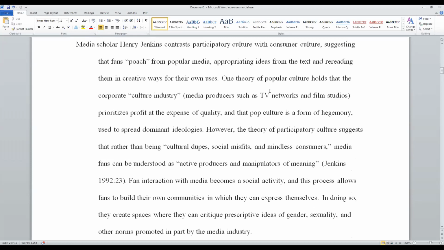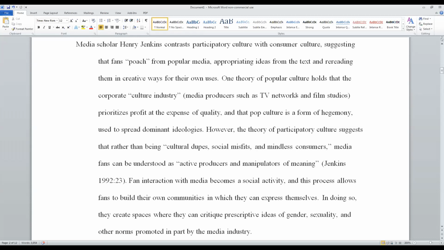As it says here, one theory of popular culture holds that the corporate or culture industry, media producers like the TV networks that air these things and film studios that help create these films, prioritize profit versus quality. Okay, and that slowly popular culture becomes a way to ensure hegemony, or to spread dominant ideologies to represent the world as they see it. But the theory of participatory culture is quite different. In the theory of participatory culture, there's a suggestion that rather than being a dupe or just a consumer, media fans are understood as active producers and manipulators of meaning.